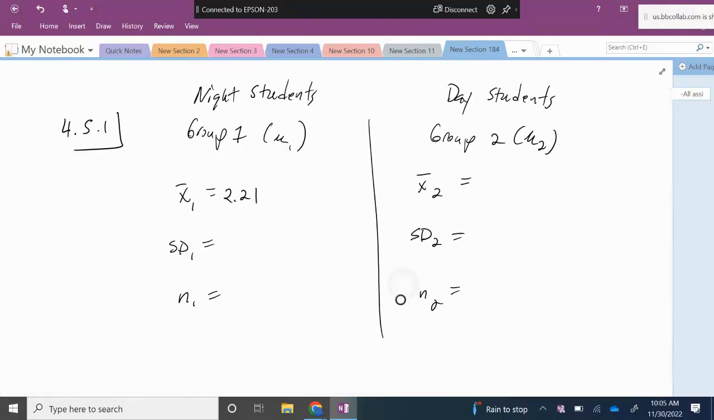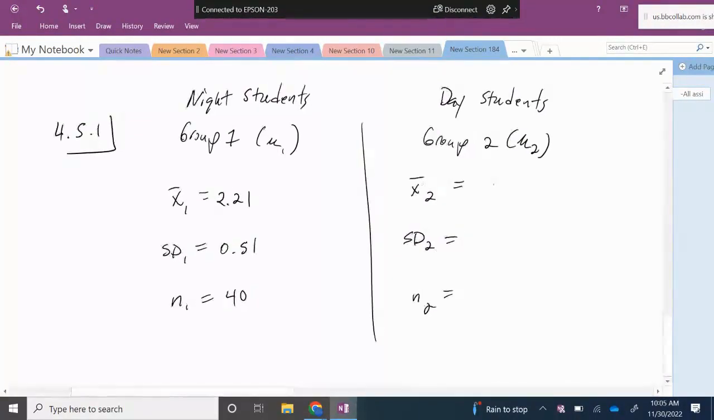The standard deviation for the first group is 0.51. The sample size for the first group is 40. The mean GPA for the day students, which was group 2, was 2.27. The standard deviation for the day students we have as 0.8. The sample size for the day students is 55.